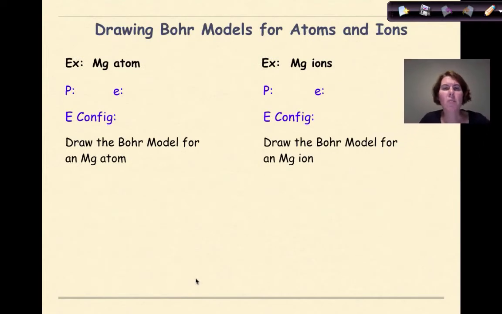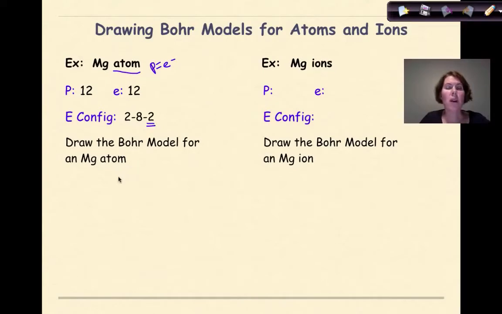Now let's draw some Bohr models for atoms and ions and use the electron configurations to identify where our valence electrons are. Let's start by looking at a magnesium atom. We know that if we look at our periodic table, magnesium will have 12 protons, and since this is an atom, and we know protons will equal electrons in an atom, I'm going to have 12 electrons. Therefore, my electron configuration must be composed of 12 electrons for this atom. So it'll be 2, 8, 2, with 2 valence electrons on the outermost shell.